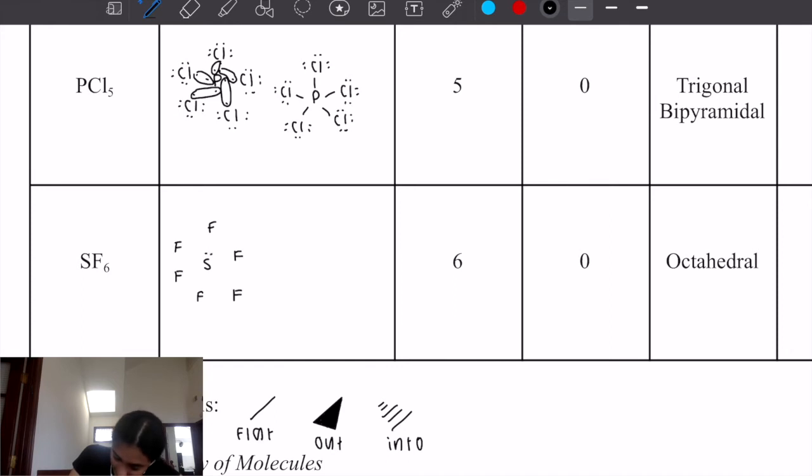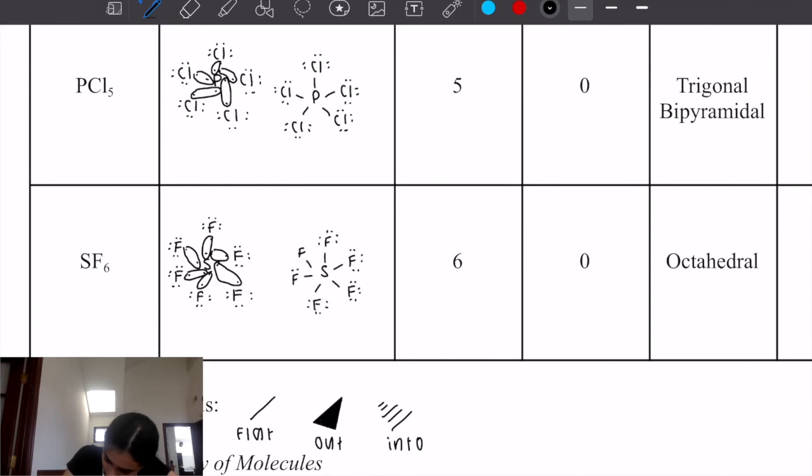So I'm going to draw sulfur hexafluoride. Sulfur has 6 valence electrons, each fluoride has 7. And each fluoride is going to bond once with the sulfur. And remember, sulfur can have an expanded octet. So that would then look like this. So we have a sulfur with 6 fluorides.